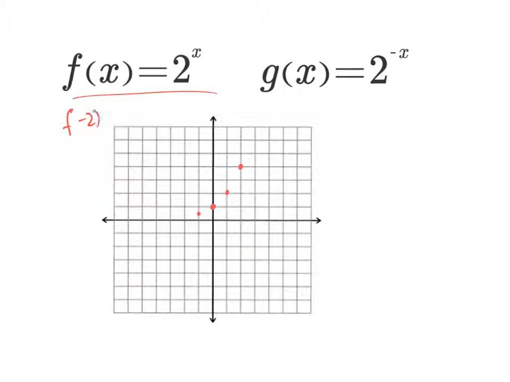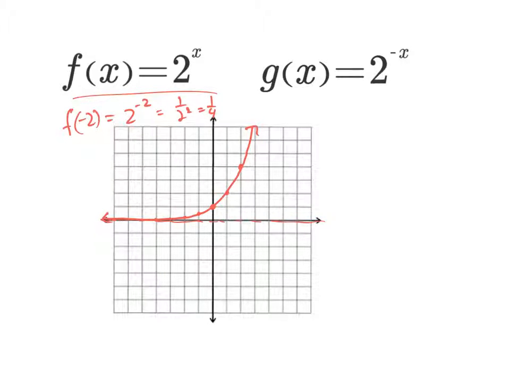F of negative 2 is actually going to be 2 to the negative 2, which is going to be 1 over 2 squared, which ends up being 1 over 4. And then it's going to be 1 over 8, 1 over 16. So there's going to be an asymptote here. So this will look like this. And the more points you plot, the better your graph's going to look.